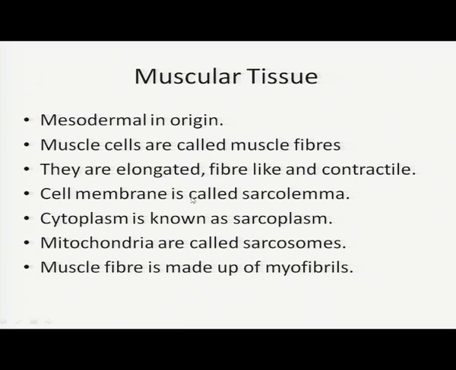The cell membrane of a muscle cell is known as sarcolemma. Lemma means membrane, sarco refers to muscle. The cytoplasm of a muscle cell is known as sarcoplasm, and the mitochondria present in the muscle cell are known as sarcosomes. A muscle fiber, when we observe it, is again made up of small filamentous structures known as myofibrils.